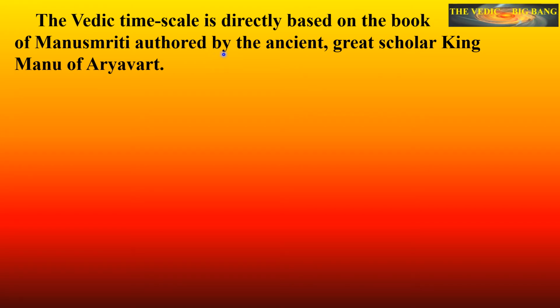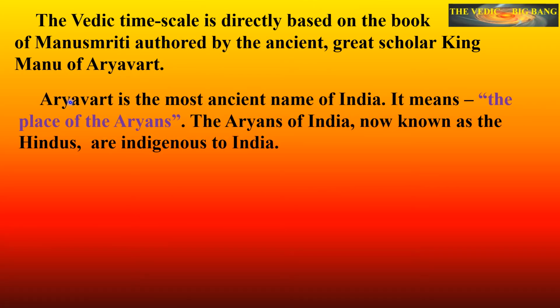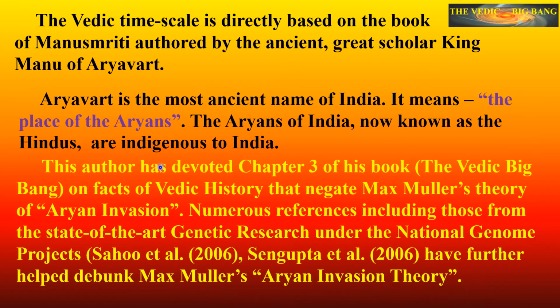The Vedic time scale is directly based on the book of Manusmriti, authored by the ancient great scholar King Manu of Aryavart. Aryavart is the most ancient name of India. It means the place of the Aryans. The Aryans of India, now known as the Hindus, are indigenous to India.